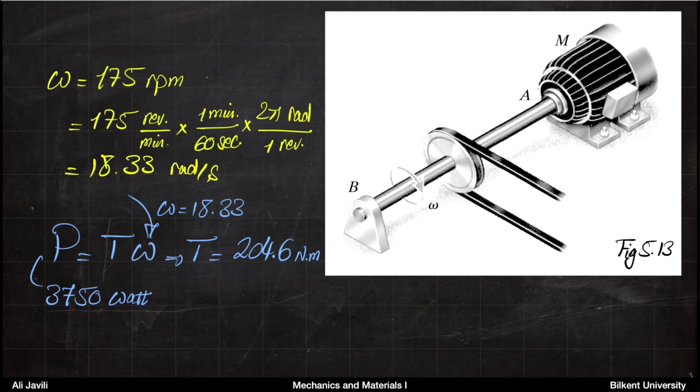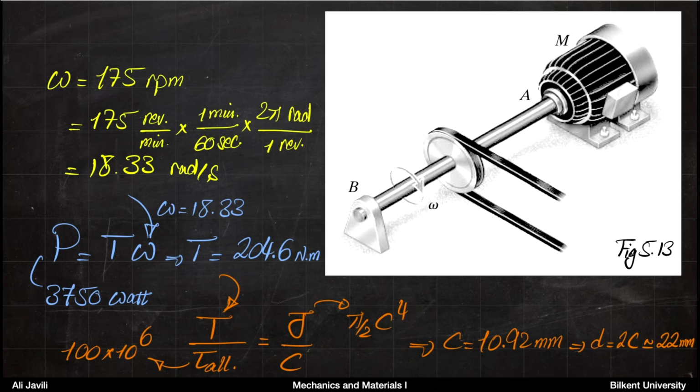Okay, now that you have the torque in the shaft, you can calculate its diameter by the relation that we had between the torque and allowable stress. So if you remember, we said the ratio of torque divided by allowable shear stress is the same as J divided by C, and J being the polar moment of inertia. And in this case, it's a solid shaft, so the formula for J is pi over 2 C to the power of 4, and C is the maximum radius.